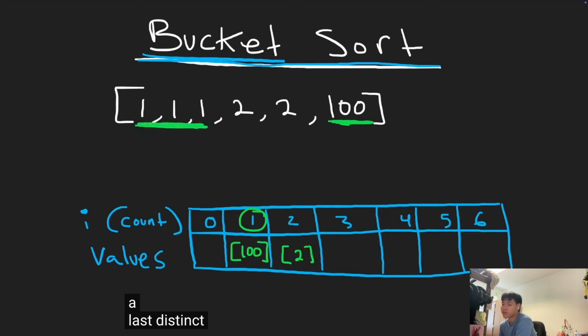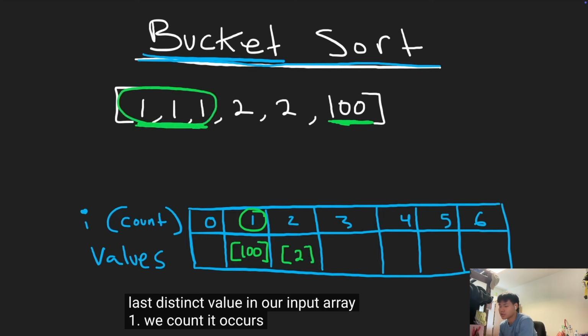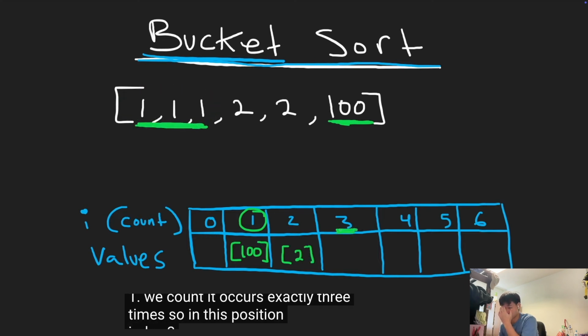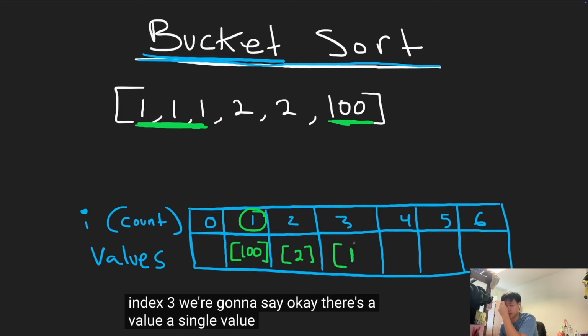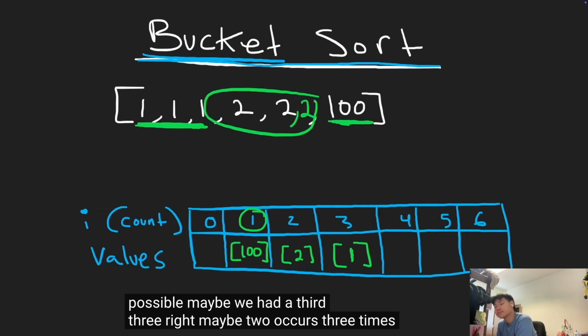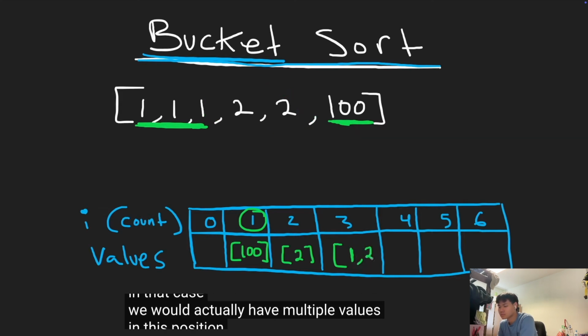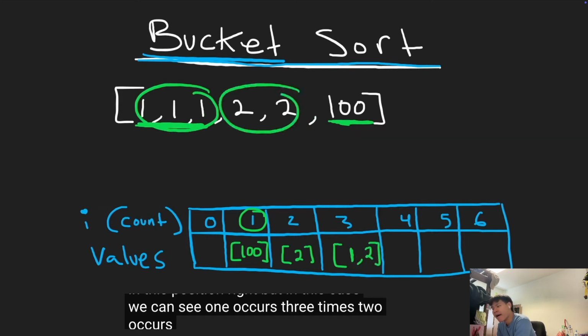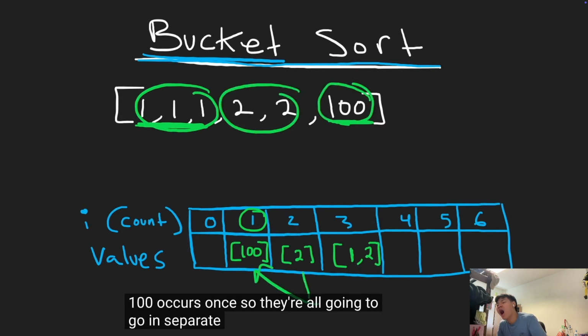We see a last distinct value in our input array, 1. We count it occurs exactly 3 times. So in this position, index 3, we're going to say, okay, there's a single value, a 1, that occurs 3 times. Now it's possible maybe we had a third value, right? Maybe 2 occurs 3 times. In that case, we would actually have multiple values in this position, right? But in this case, we can see 1 occurs 3 times, 2 occurs twice, 100 occurs once. So they're all going to go in separate positions.